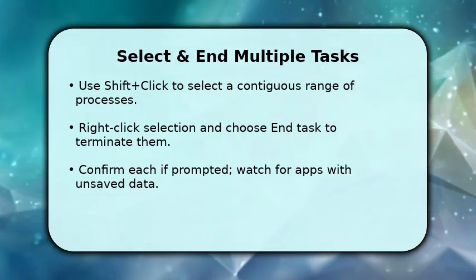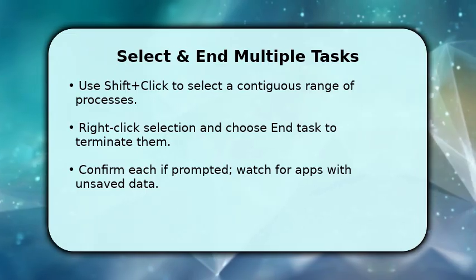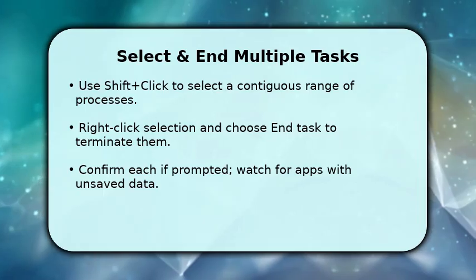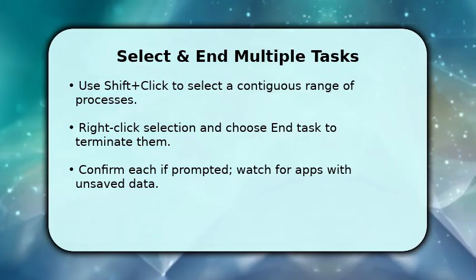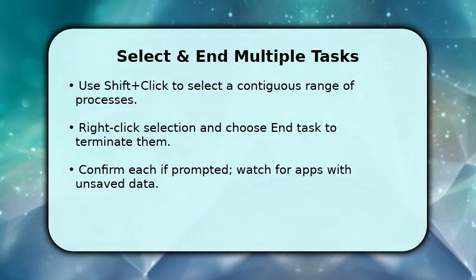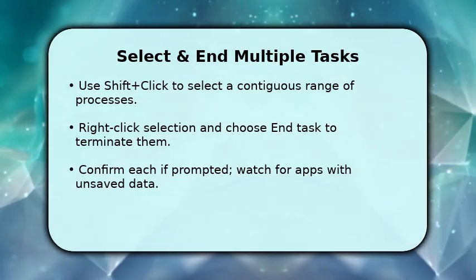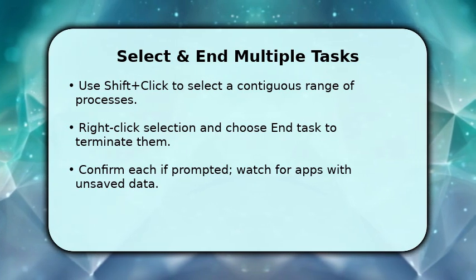Windows will close the processes immediately. Make sure to confirm prompts for apps with unsaved work. This is why you noted dependencies earlier. If a process refuses to end, use End Process Tree to remove child processes. But be careful, this can close several related programs at once.